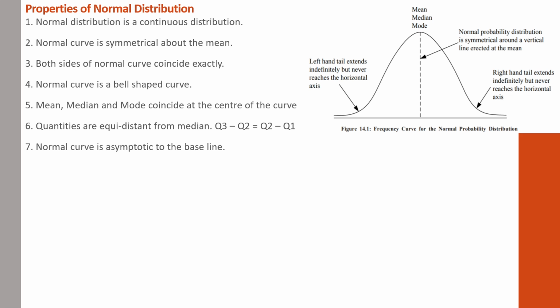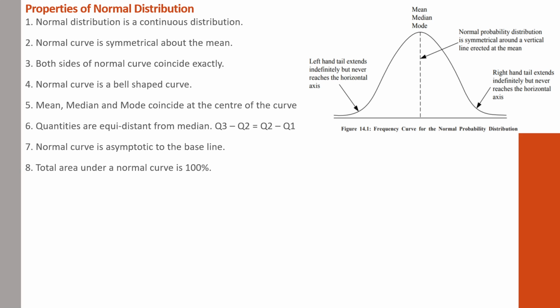Normal curve is asymptotic to the baseline. Just as I mentioned earlier, the line will go on like this in a continuous flow. If one side coincides, the other side will also coincide, but this line is a continuous line because it is based on a continuous distribution.